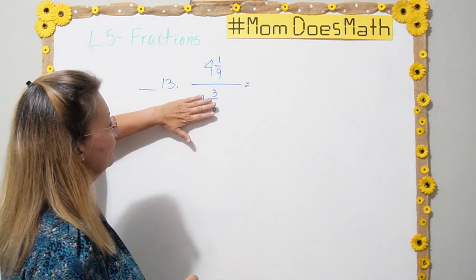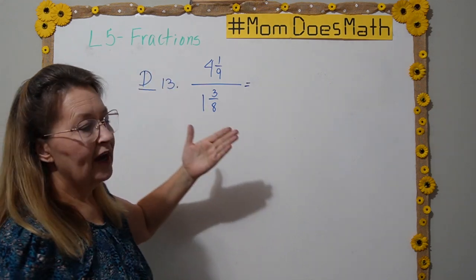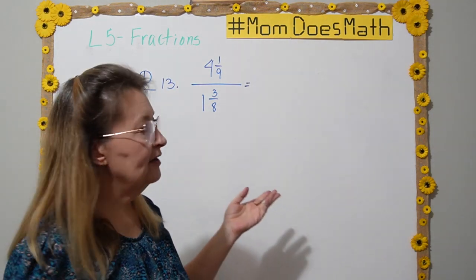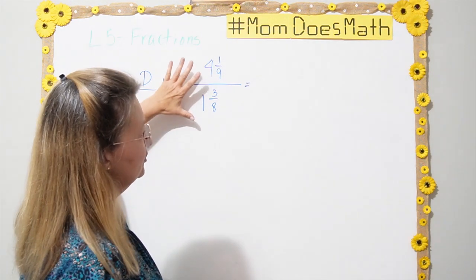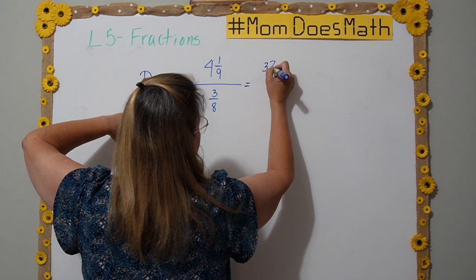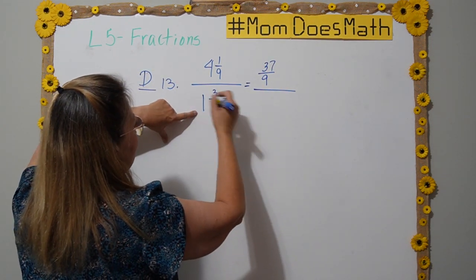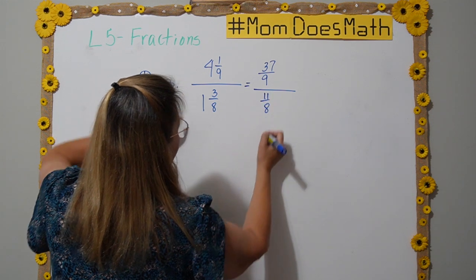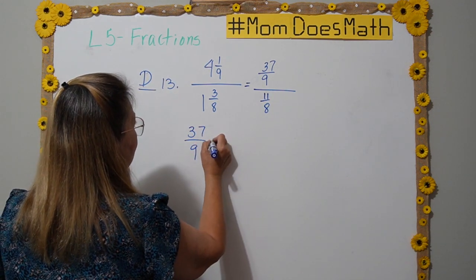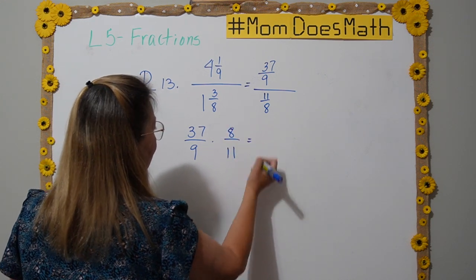Okay, for number 13, we have another one of those complex fractions. So before I can flip it, well, let me write division here so I can keep that in my head. Now, how do you divide? You keep, change, flip. Well, you can't flip a mixed number. So your first step here is going to be to convert both of these to improper fractions. 9 times 4 is 36 plus 1 is 37 over 9, over 8 times 1 is 8, 9, 10, 11 over 8. Now when we keep 37 over 9, we multiply and then we're going to flip, so that's going to be 8 over 11.